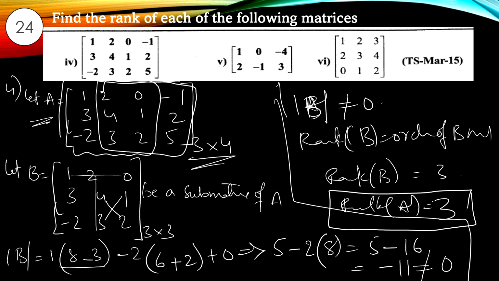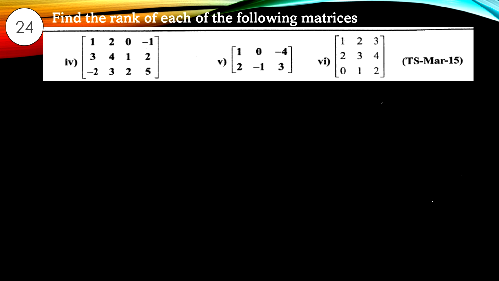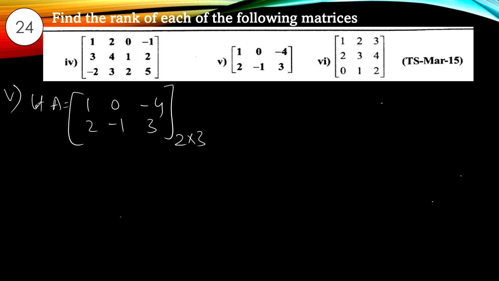The next one. So I'm taking the fifth question. Okay. So let A equal 1, 0, minus 4, 2, minus 1, 3. And this is a matrix of order 2 rows with 3 columns, so a 2 by 3 matrix. So we can't find the rank directly for this type of matrix, right? So I'm taking B, a submatrix of this A matrix. B is a 2 by 2 matrix from this 2 by 3 matrix, so I'm considering the first 2 by 2 matrix.